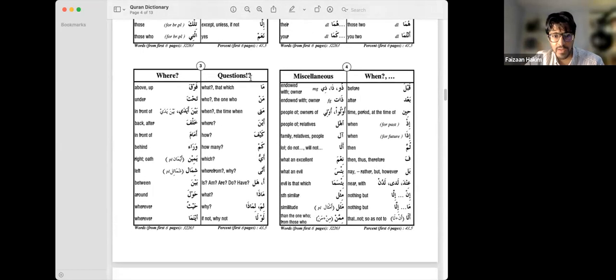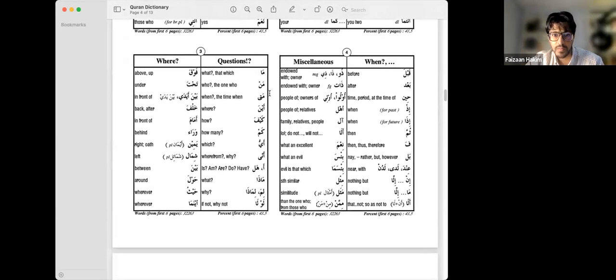Then we have the interrogative pronouns, as I said, the questions. Again, really important. We see these a lot. Ma, what? Man, who? Mata, when? Again, I'll leave this here.